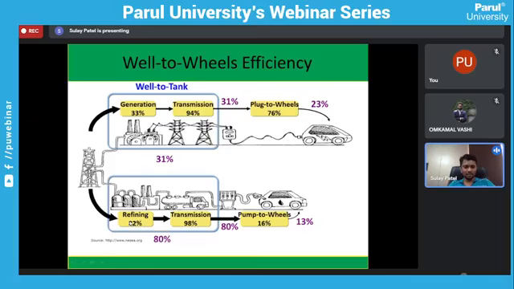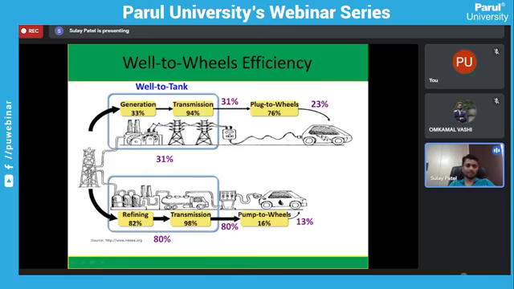You can see over here the refining efficiency is 82% and the transmission efficiency is 98%, and combining this refining and transmission efficiency is around 80%. From pump to wheels, it is reduced to 16%. So the overall well to wheel efficiency we are getting from a petrol and diesel vehicle is only 13%. And you can see over here there is a major reduction, which is from the pump to the wheels, meaning from the petrol pump to the wheels of the vehicle.